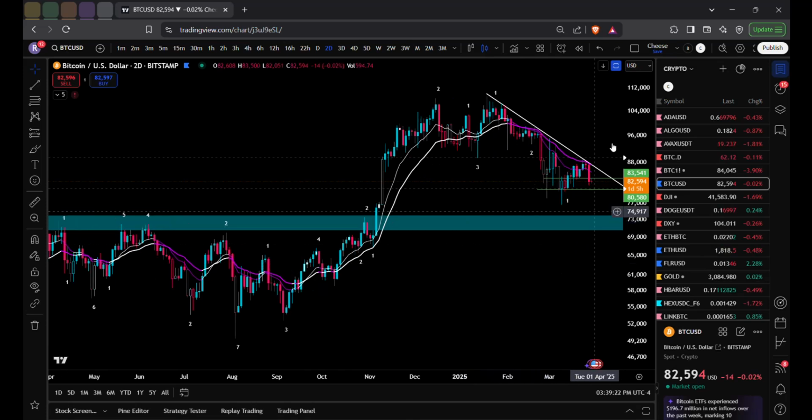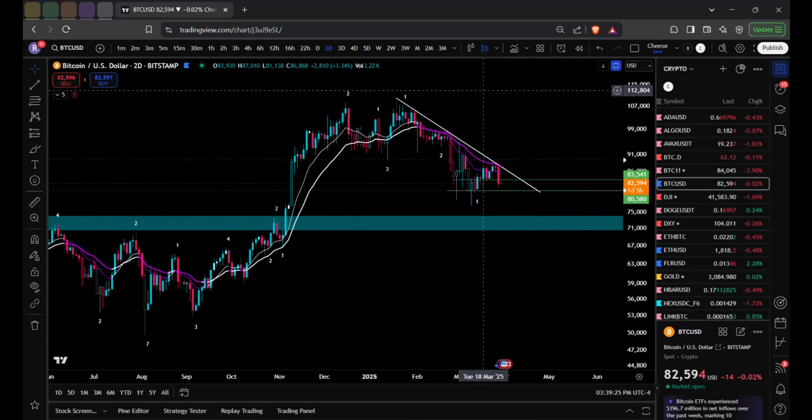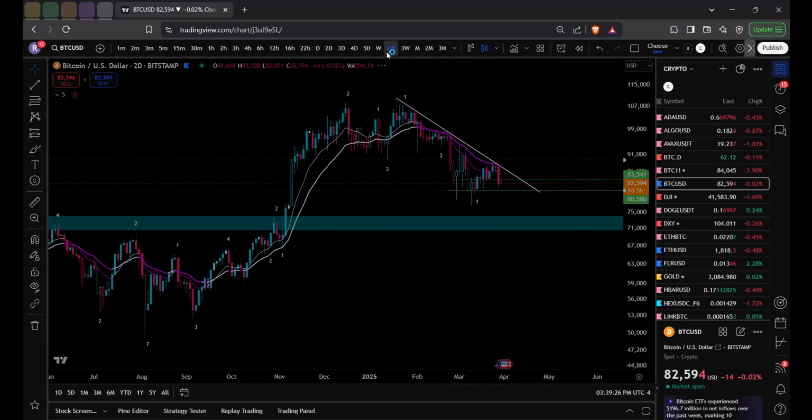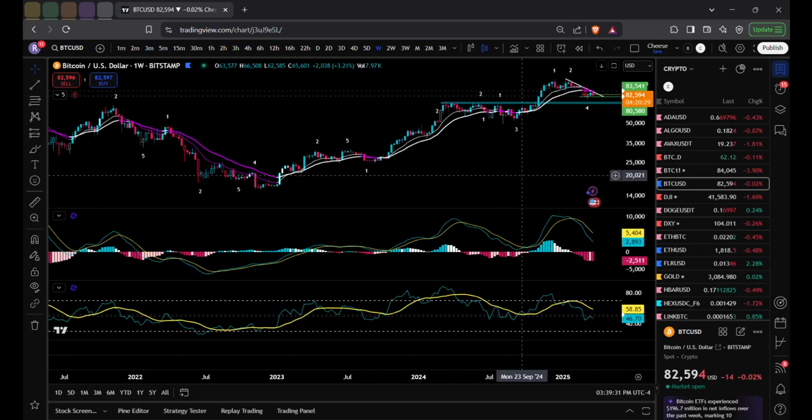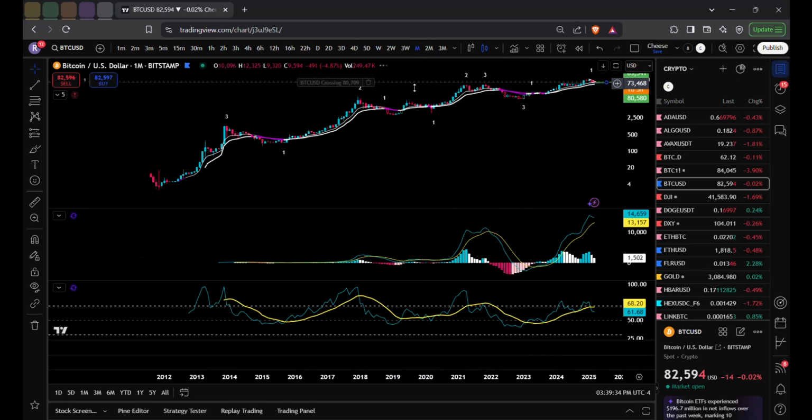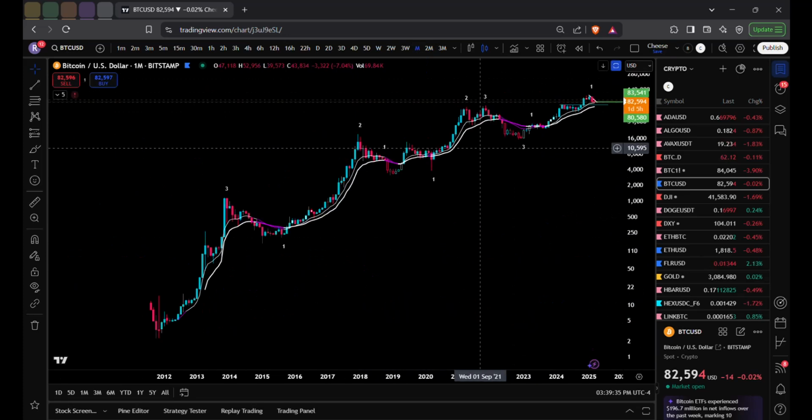Today is March 30th. Wanted to give you a quick Bitcoin update, let you know what I'm doing, what I'm watching, where my support and resistance lines are, etc. First things first, this is not financial advice. This is a window to my thought process.